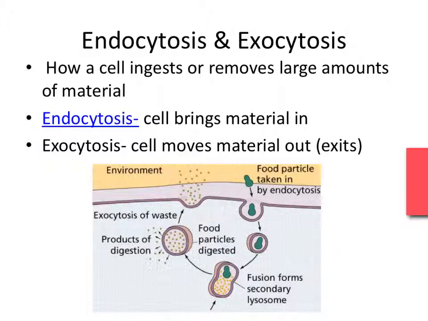And that's going to require energy because you're moving things around inside the cell. So both of those, cell membrane pumps and endo and exocytosis, are examples of active transport. And with that, we are done with notes for this unit.